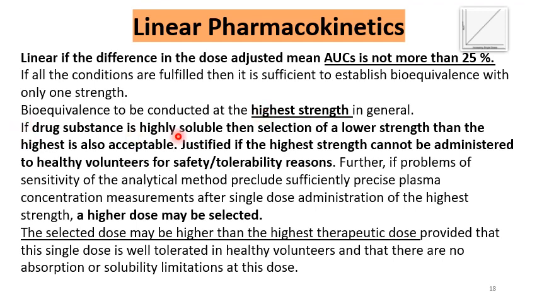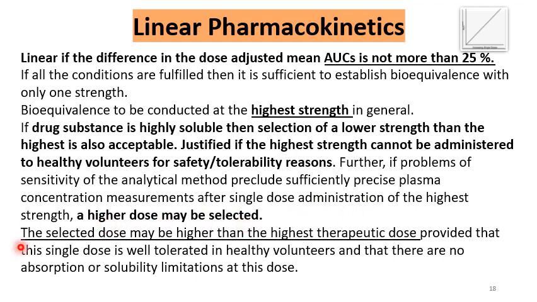If the drug substance is highly soluble, then selection of a lower strength rather than the higher strength is also acceptable. And when can that lower strength be taken? If the highest strength cannot be administered to healthy volunteers for safety or tolerability reasons. Further, if problems of sensitivity of the analytical method preclude sufficiently precise plasma concentration measurement after a single dose of the highest strength, a higher dose may be selected.